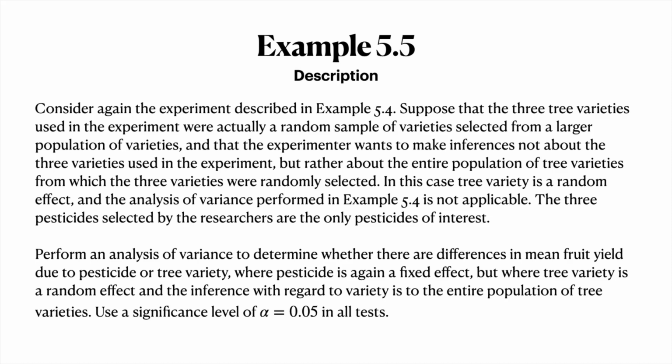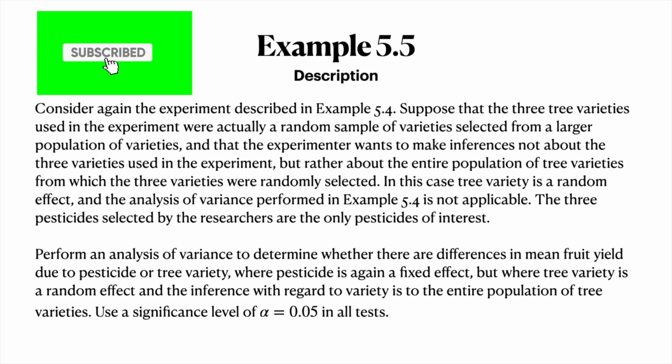Now perform an analysis of variance to determine whether there are differences in mean fruit yield due to pesticide or tree variety, where pesticide is again a fixed effect, but where tree variety is a random effect, and the inference with regard to variety is to the entire population of tree varieties. Use a significance level of 0.05 in all tests.